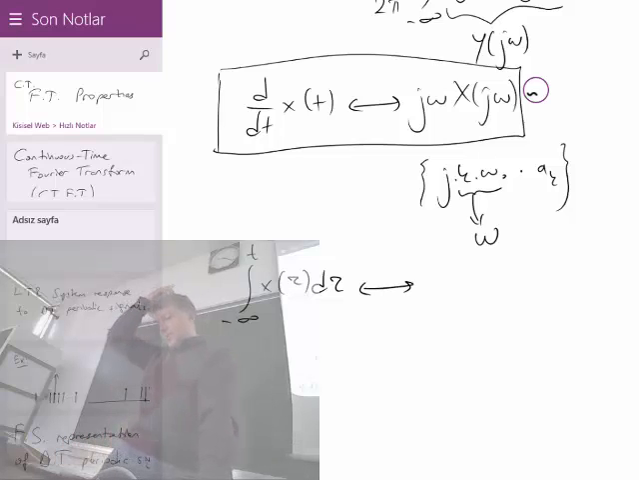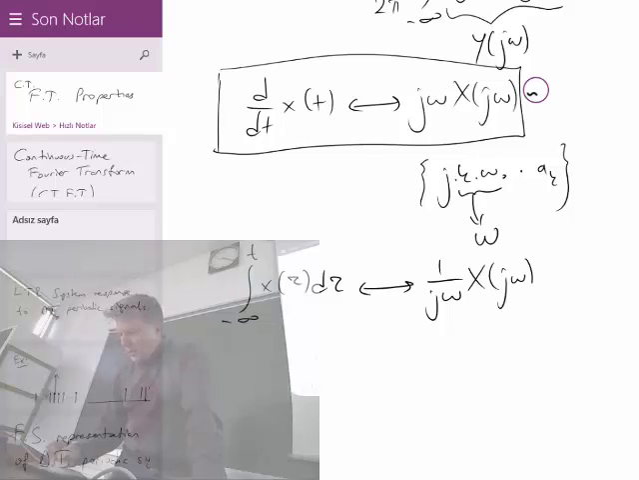What can we think of as the Fourier transform of this expression, the accumulation? Of course, we need to have the inverse operation, right? 1 over j omega. And in fact, that is true. 1 over j omega times X of j omega is here. But of course, we have a problem at omega equal to 0.